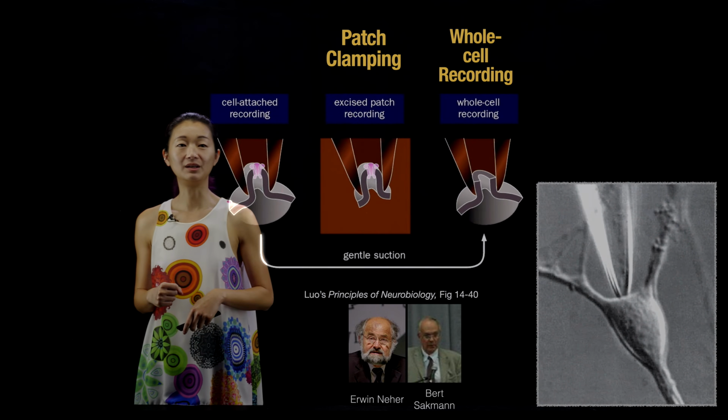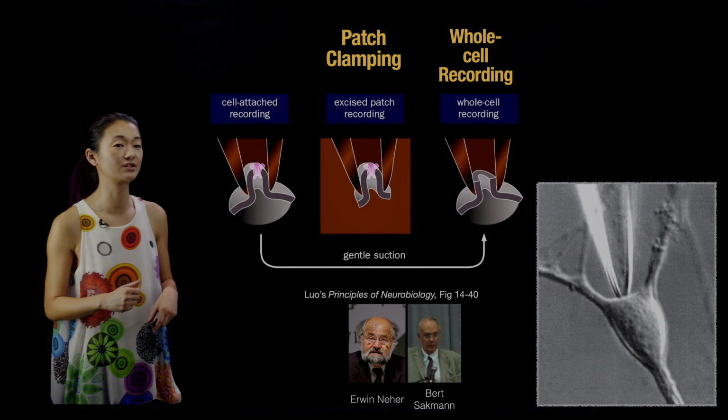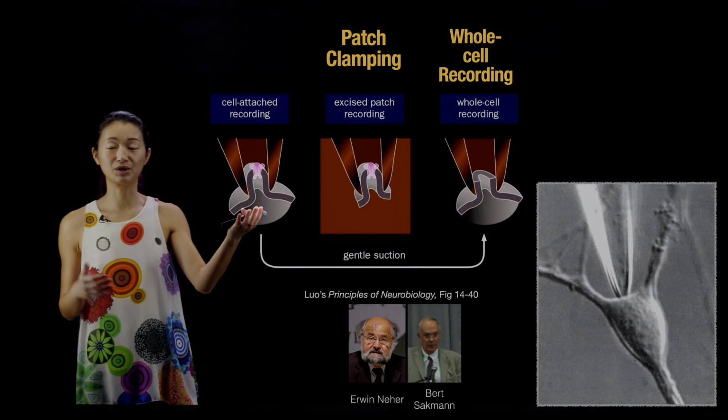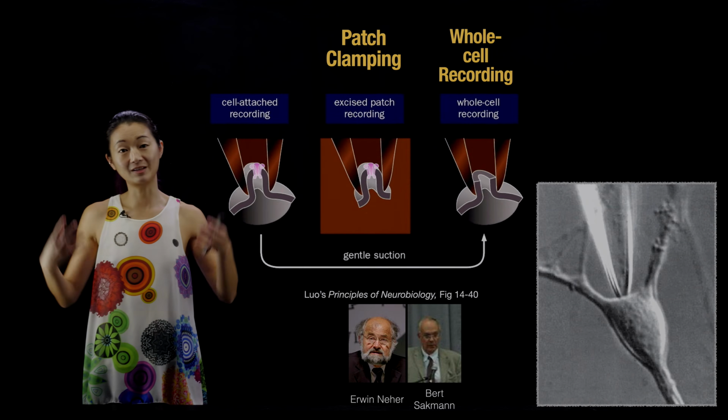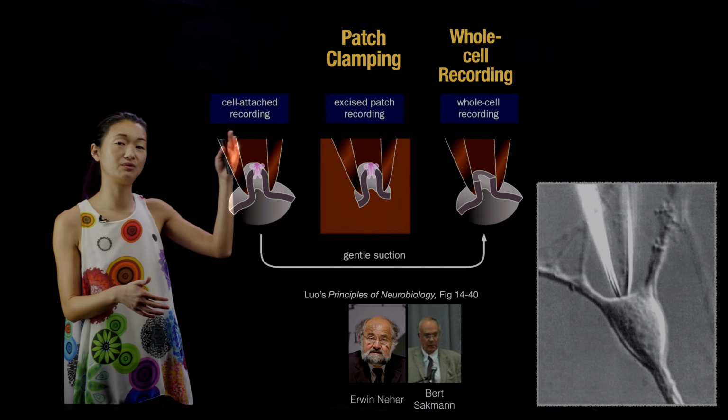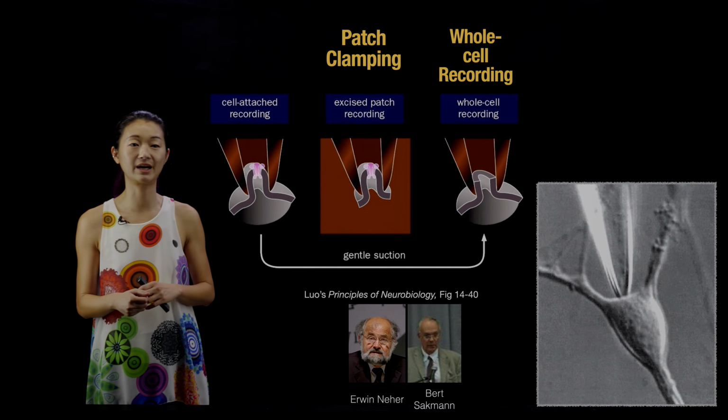Once you form the seal, you have a couple of different options. Your first option is that you just stop. You have what's called a cell attach recording, because you have a gigaohm seal with the cell membrane where your glass is sealed onto the cell membrane, and so you can do electrical recordings in a cell attach mode.